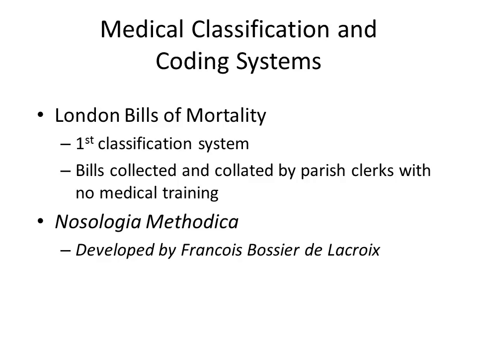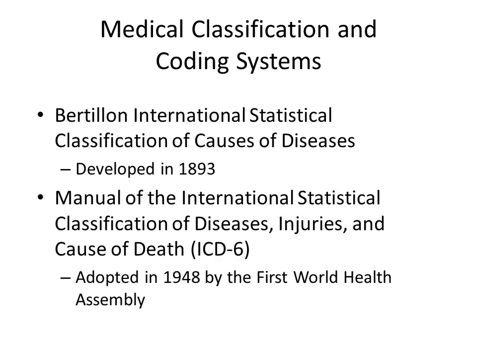Now, as one of the slides in here, the medical classification and coding system, the London Bills of Mortality, that is actually the very first classification system. With that system, it's a little bit different than what we're doing now. Back then, bills were collected by what they called parish clerks. These clerks did not have any kind of medical training. Their job was pretty much to collect bills for services that were rendered back to patients way back when.